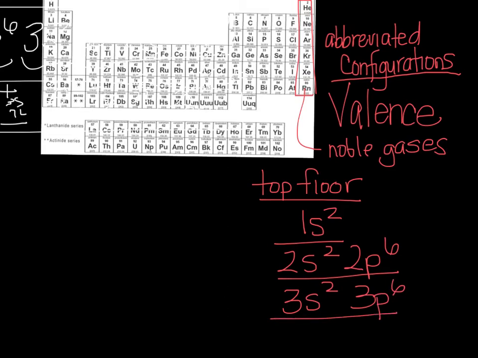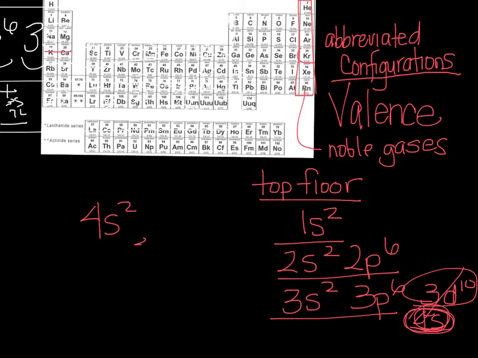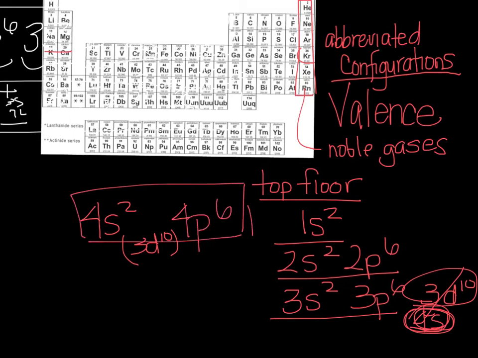Now you might say, wait, but I thought the third floor also had a 3d. That's true, but here's the thing. Remember, 3d doesn't fill, if we go by our arrows, until after 4s. So technically, even though 3d is on the third floor, by the time 3d starts filling, we're actually on the fourth floor. We've already filled some of the fourth floor, so our third floor is not our outermost floor anymore. And so same thing, krypton ends with 4s2, and then yes, 3d10 goes back and fills, but our top floor is 4s2, 4p6. Krypton has its top floor filled.